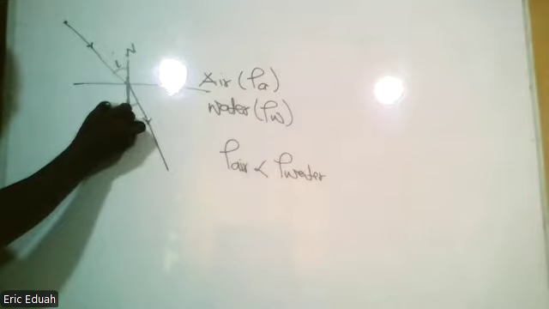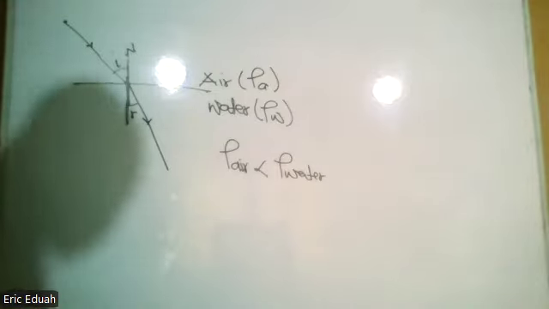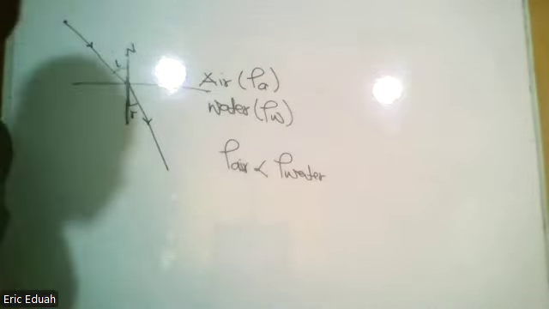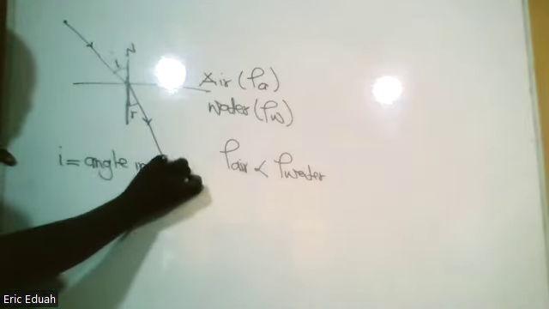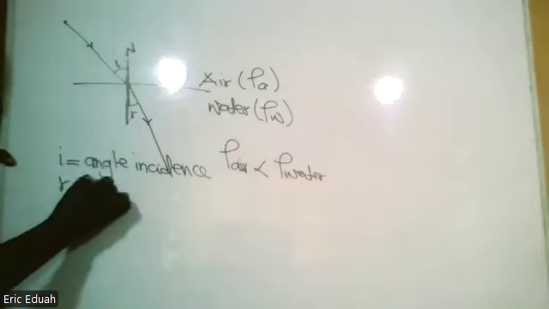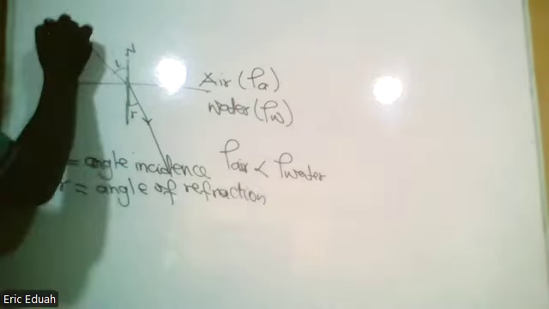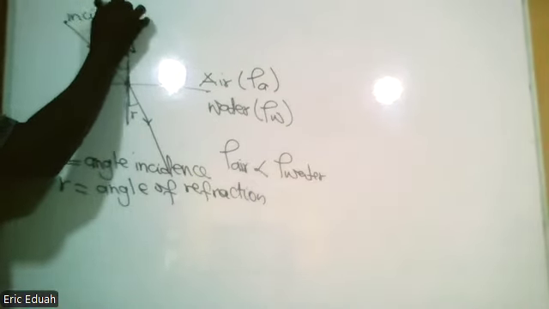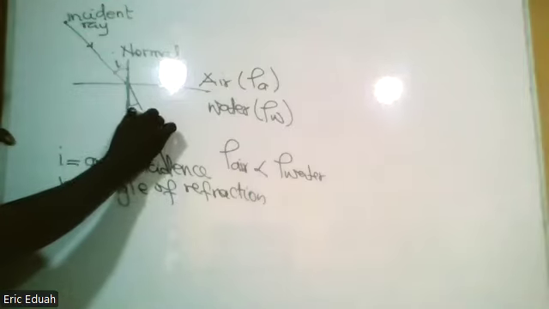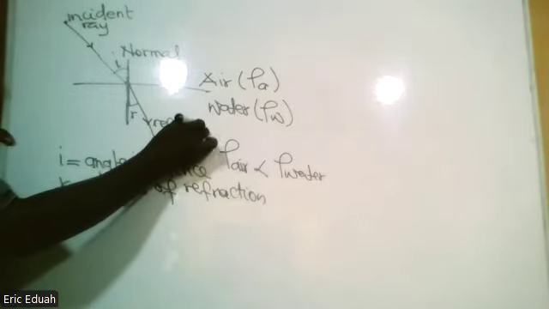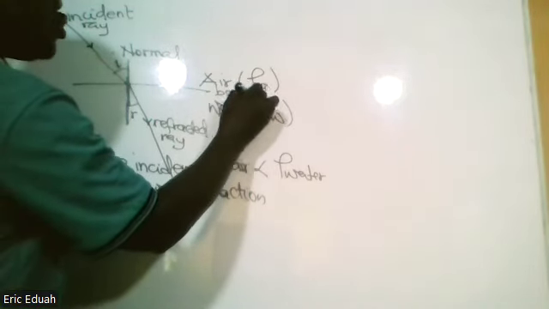So this angle becomes the angle of refraction. This time the light is being deviated or refracted. So this angle becomes the angle of refraction. So I is equal to angle of incidence, and R is equal to angle of refraction. This is the incident ray. This is the normal. Then this is the refracted ray. This horizontal line is the boundary between the two media.